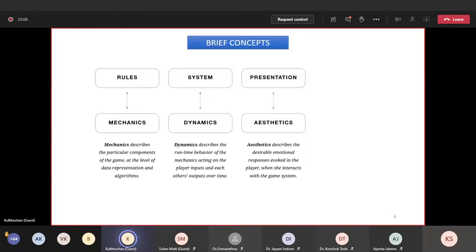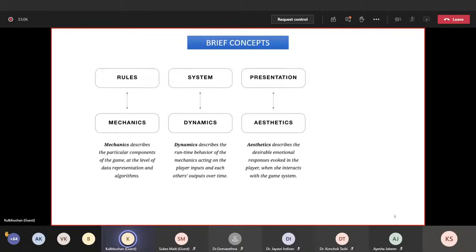So aesthetics is not the visual aesthetics. It is actually the overall emotional response that occurs in a player when they take part in a gamified activity. Are the players happy, or are they sad, or do they get frustrated? All these things, the behavioral response of the player, fall under the aesthetics. So this is called the MDA framework.